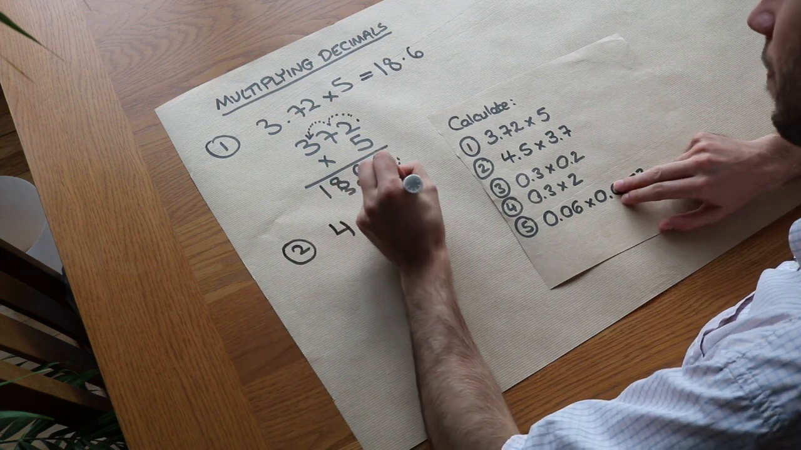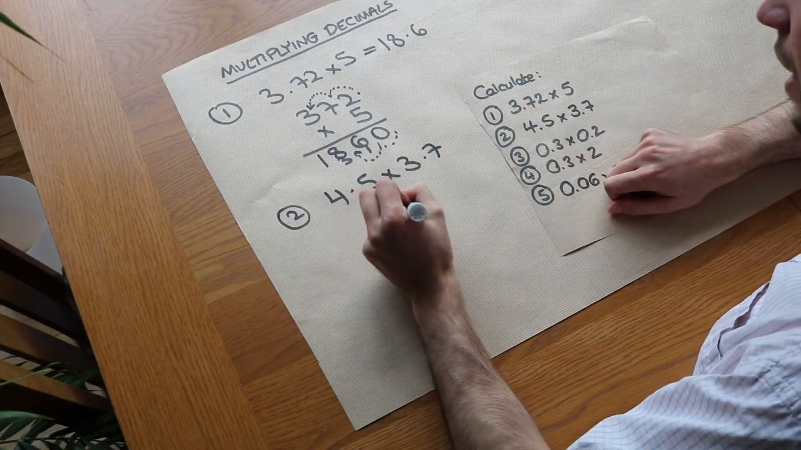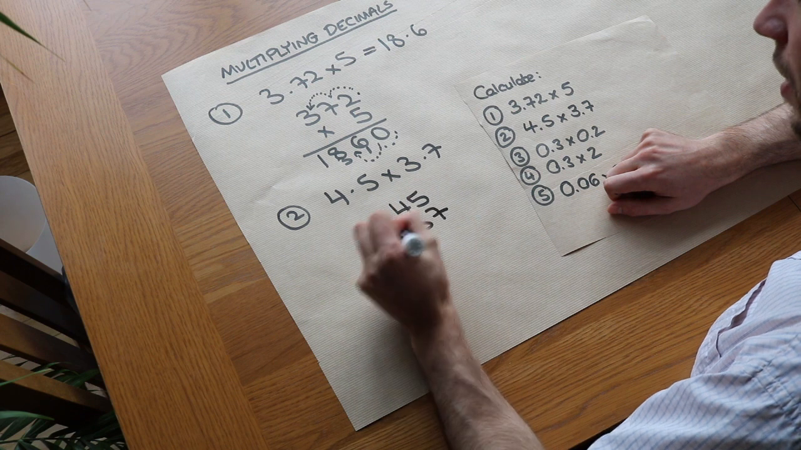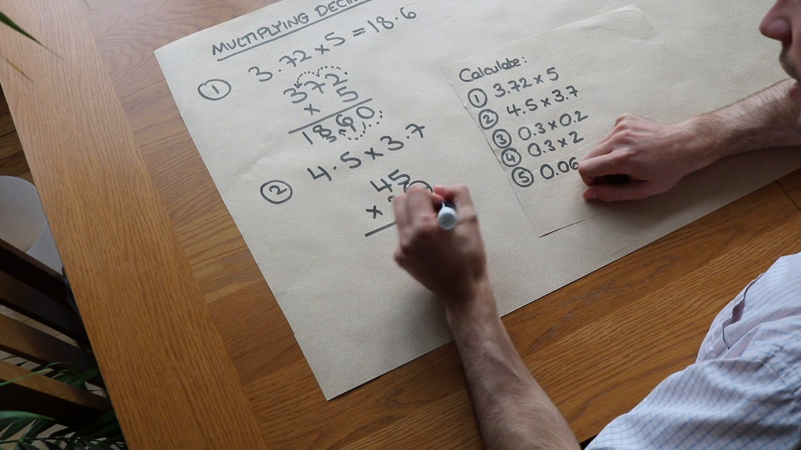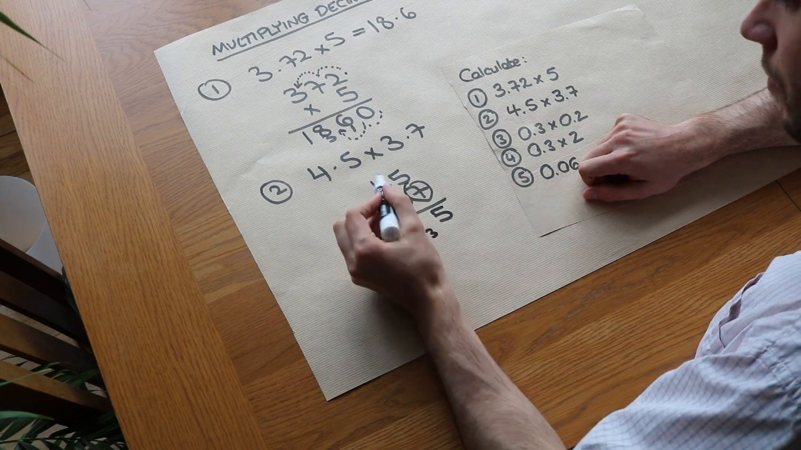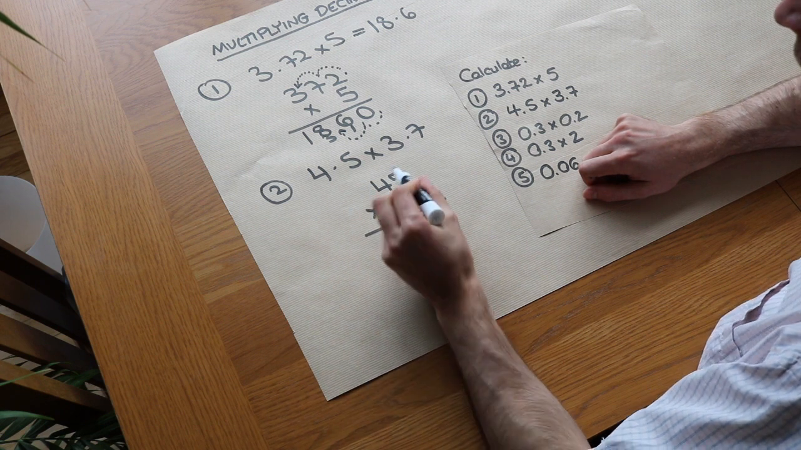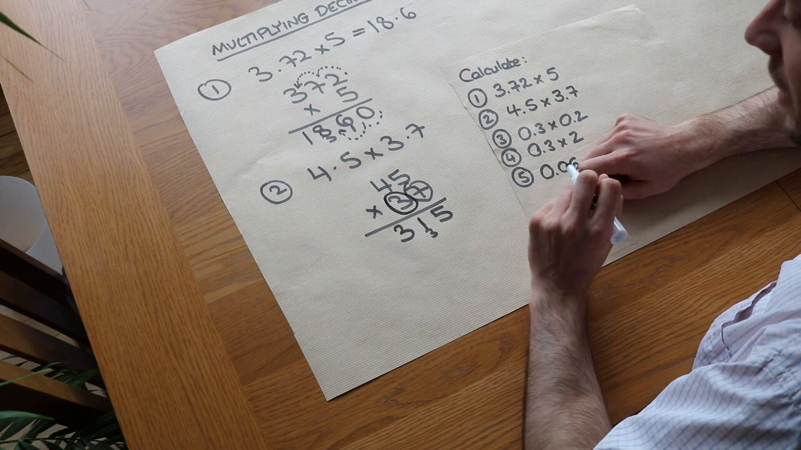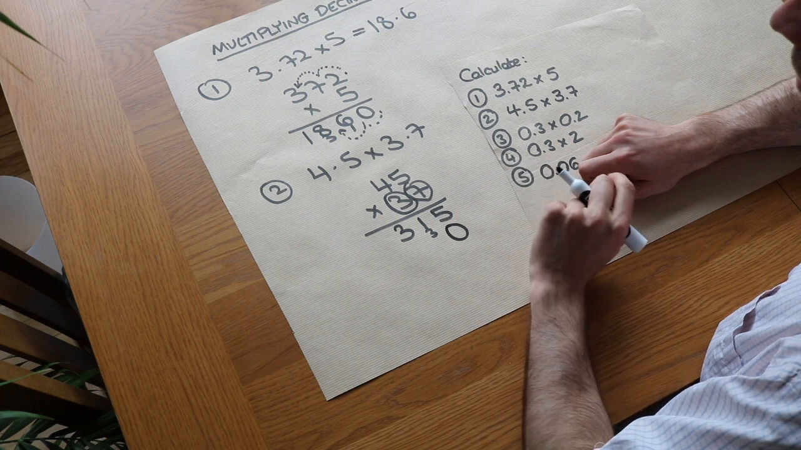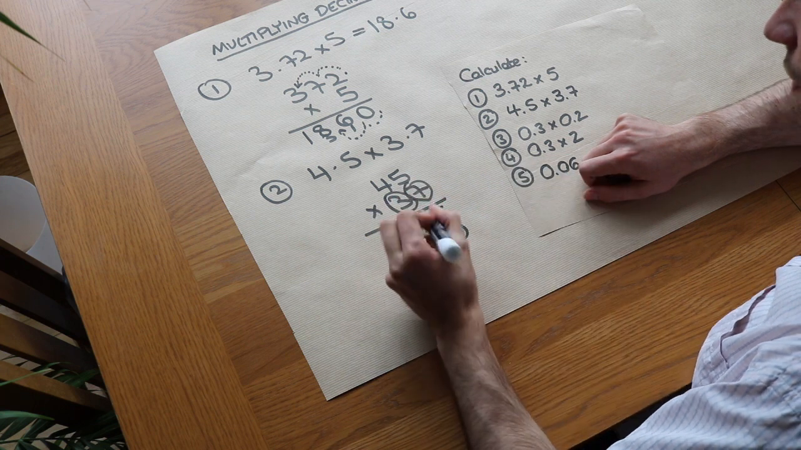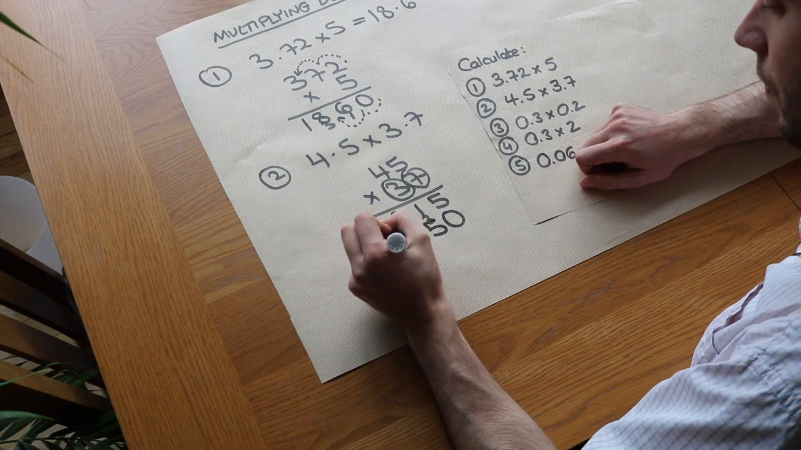4.5 times 3.7. We do exactly the same as before. So we ignore the decimal points and just multiply them as if they were whole numbers. So we do long multiplication again. We do each thing times the 7 first, so 5 times 7 is 35, put 5, carry the 3. 4 times 7 is 28 plus the 3 is 31. And now we're doing 45 times by 30. Now because we're timesing by 30, we're going to have a 0 at the end, and then we can times 45 by 3 instead. So 5 times 3 is 15, put the 5, carry the 1. And then 4 times 3 is 12 plus the 1 is 13.